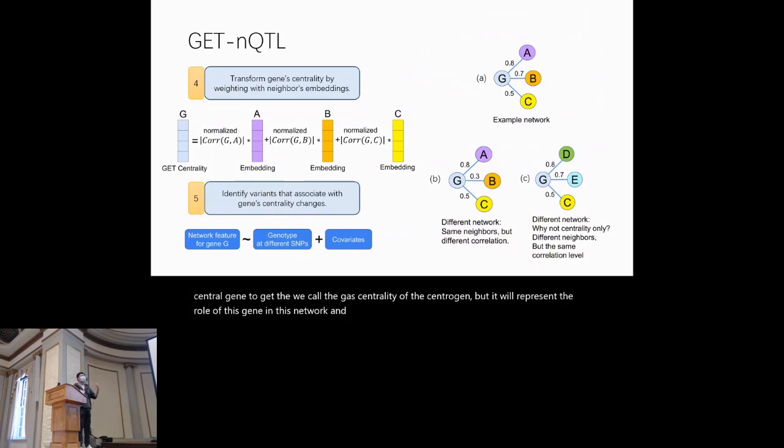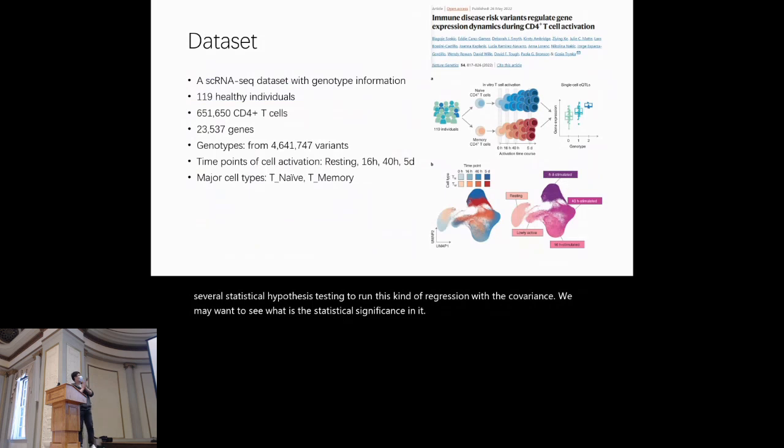And we have found some evidence in the real data that this approach can overcome some false negatives if we only look at correlation and centrality themselves. Maybe there is not enough time for me to show that. The last step is that we implement several statistical hypothesis tests, running this kind of regression with covariates, to see the statistical significance. So let me show you some results.